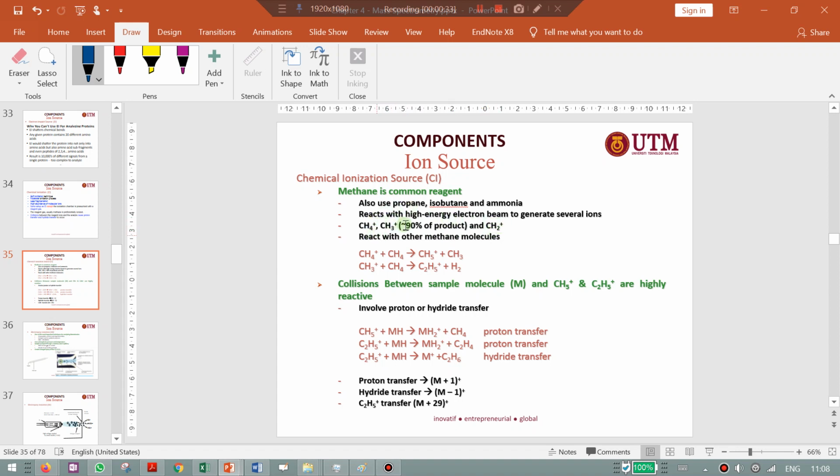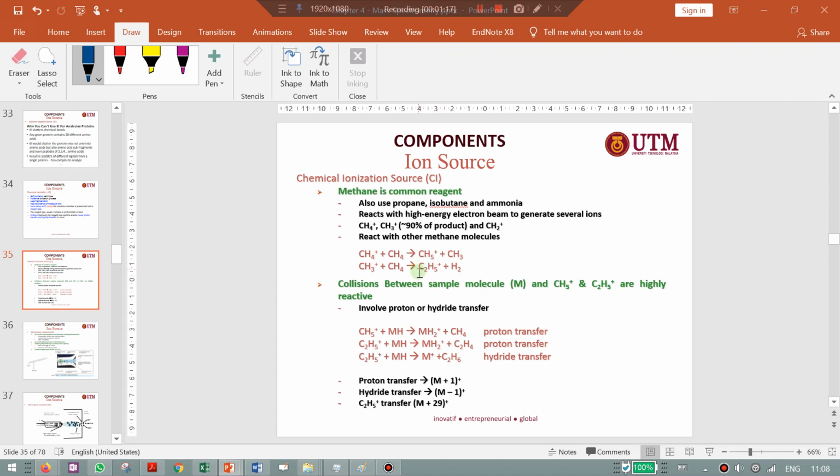The CH3 plus and CH4 plus ions will react with the methane molecule to form the ions CH5 plus and C2H5 plus. Let's say the question asks you, by providing methane as the reagent, to describe the formation of the reagent ions. You need to describe this: the methane reacts with the electron beam to generate several ions, including CH4 plus, CH3 plus, and CH2 plus. Then these ions will react with other methane molecules to form CH5 plus and C2H5 plus. These two are very reactive and can react with our molecule.